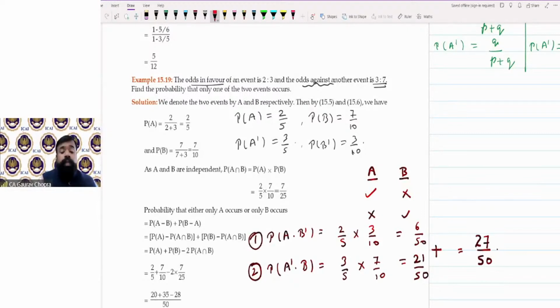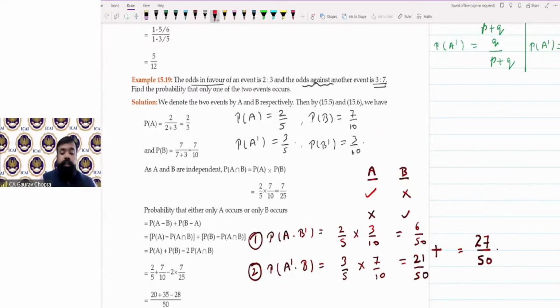Then what is A dash? That is the event not happening. It will be 3 upon 5, 1 minus 2 by 5, that is 3 by 5. Since it is success and failure, the first one is success and the second one is failure. Same is with B, odds against is given. So in odds against, the first one is failure, the other one is success. Therefore, the probability of B is 7 by 10 and failure will be 3 upon 10.